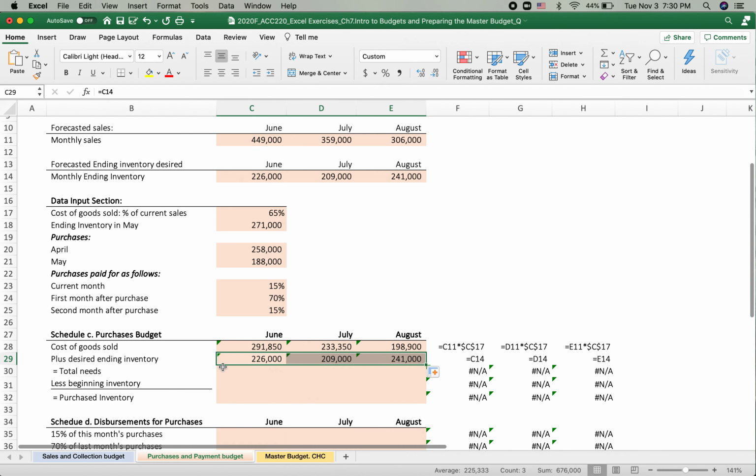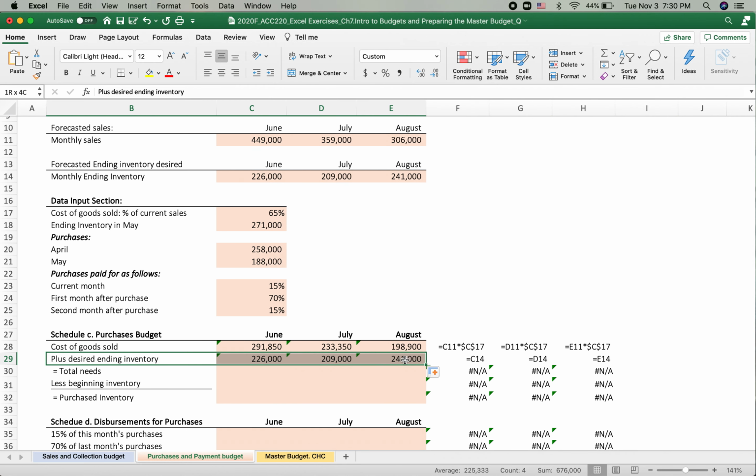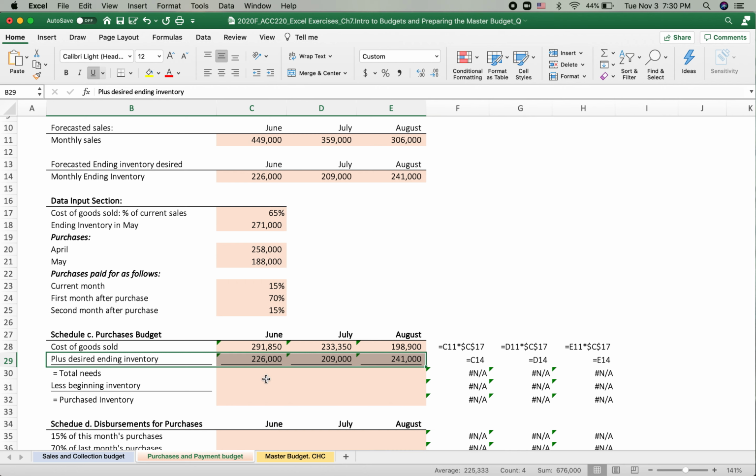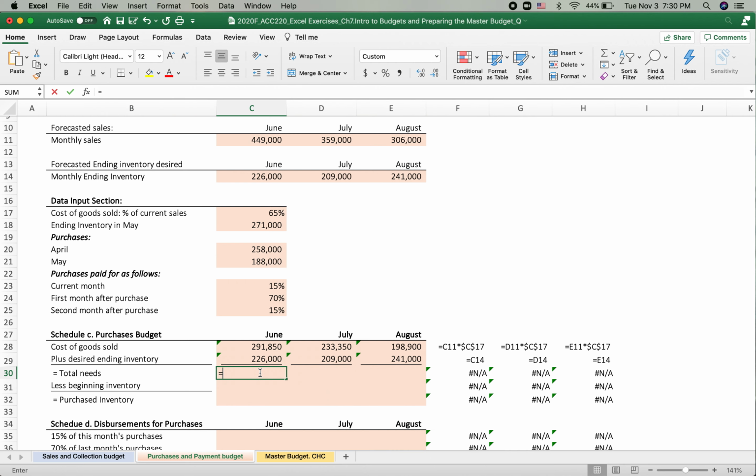Next, total need. Now the total needs, I'm going to just clarify this. Total need inventory is the sum of these two. So that is total need inventory. Why is it the total need inventory? Because the company wants to keep this desired ending inventory on hand, and they want to sell this amount. That's why that is the inventory need.